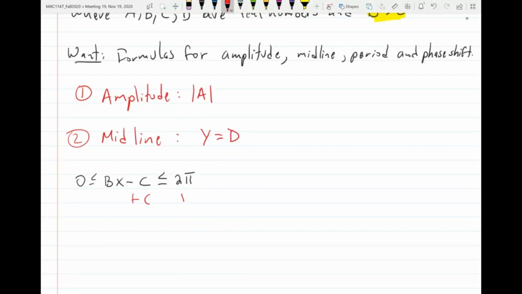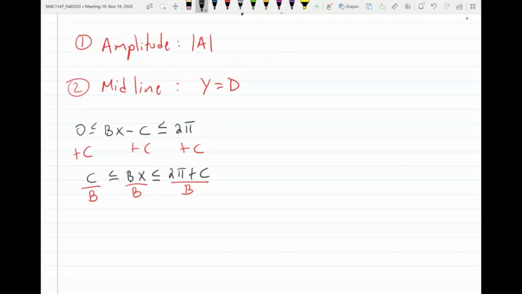So solving for x, what do we get? I'm gonna add c everywhere. So we get bx is between c and 2 pi plus c. And then I'm going to divide by b. And so we're going to get that x is between c over b and 2 pi over b plus c over b. Okay? So we get this information. And notice that we can divide by b here because b is positive, in particular, it is different than 0.